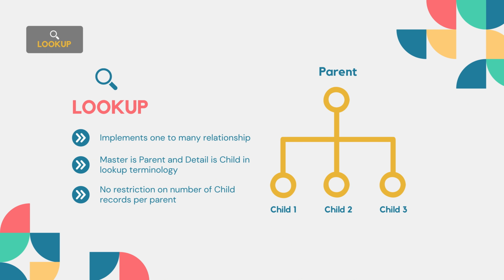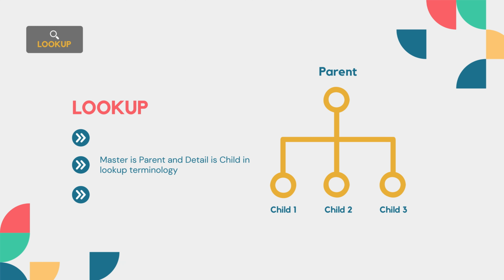Implements one-to-many relationship. Similar to the master-detail relationship, lookup relationship allows us to create a one-to-many relationship between the connected objects. In the lookup terminology, we refer to the master object as parent and detail object as child object. One-to-many means in a lookup relationship, we can have one parent record which can have one or many children records associated. Like the master-detail relationship, the lookup relationship also does not have any technical restriction on how many children records can be associated with a parent record.